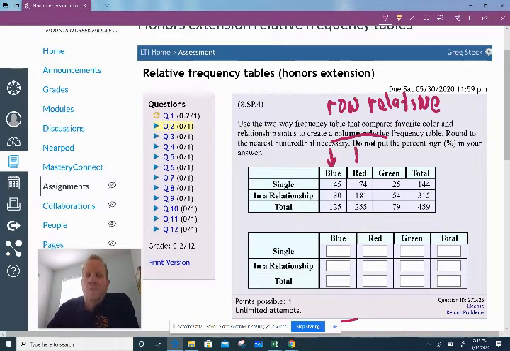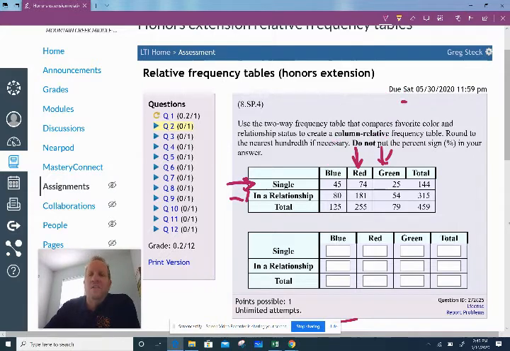Columns go up and down. Rows go left to right. Columns up and down, rows left to right. I'm going to go ahead and erase it because I don't want this in my way as we're doing this.